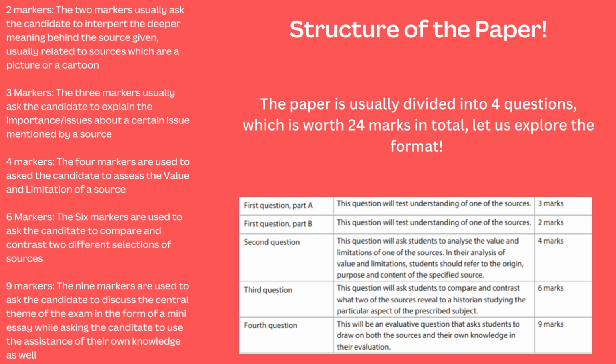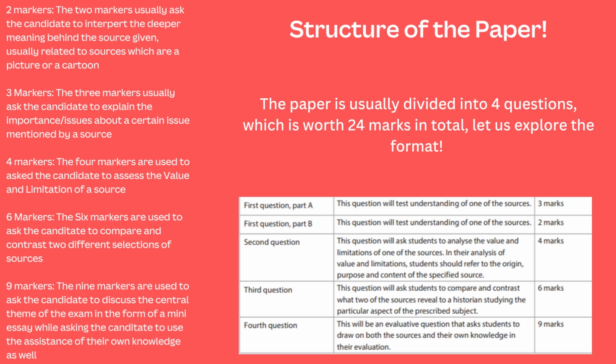The three marker usually asks you to explain the importance of a certain issue which is mentioned by a source. For example, I could get a question: what, according to Source B, was China facing with Japanese blank policy, and so on. This question is usually one of the highest scoring aspects of any History Paper 1.